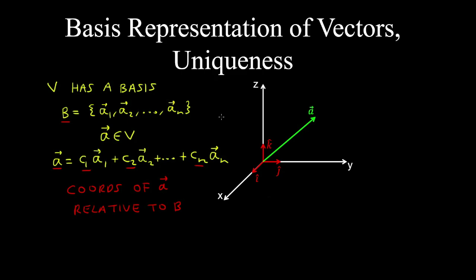So if we can find more than one basis for the given vector space, then we can have different coordinates of A depending on those basis vectors. So we can express this as a coordinate vector relative to the basis B. So that's equal to those coefficients of the linear combination of the basis vectors.